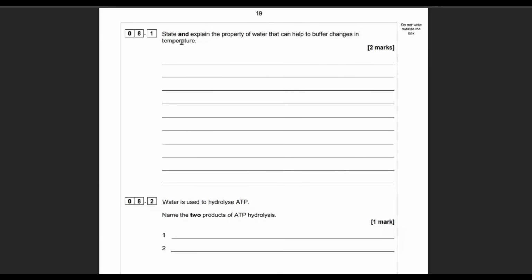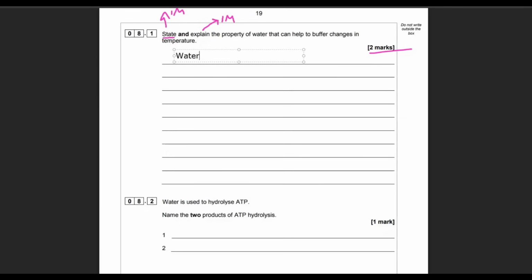We need to pay attention to the command words here. So we're going to get 2 marks. We're getting 1 mark for stating the property of water that allows it to buffer changes in temperature. And then the second mark is to explain how it does that. It's only 2 marks, so we don't need to go into too much detail.